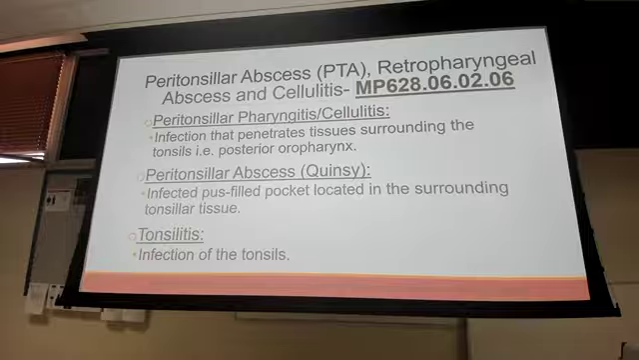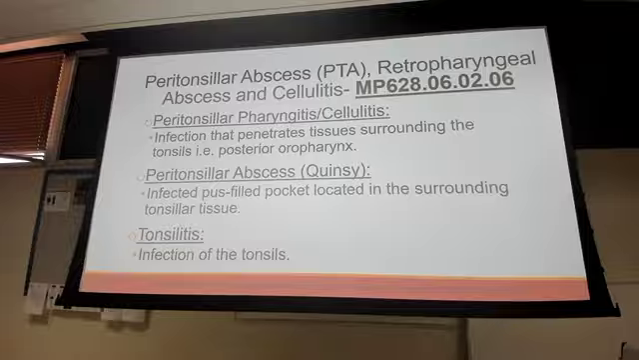Any other questions on strep pharyngitis, mononucleosis, viral pharyngitis, modified Centor score? Okay. So going into peritonsillar abscess, retropharyngeal abscess, and cellulitis. So just kind of going into some generalized terms.